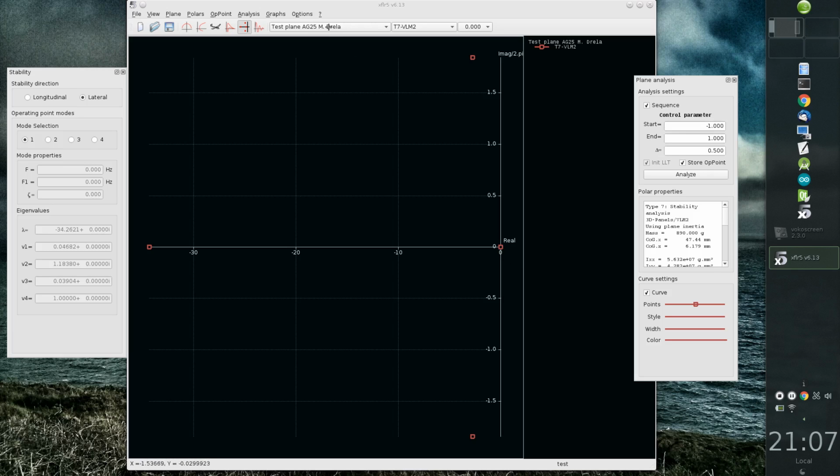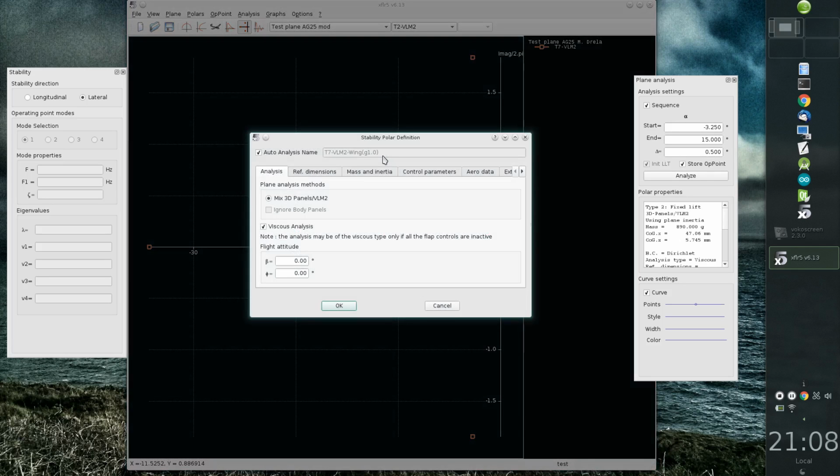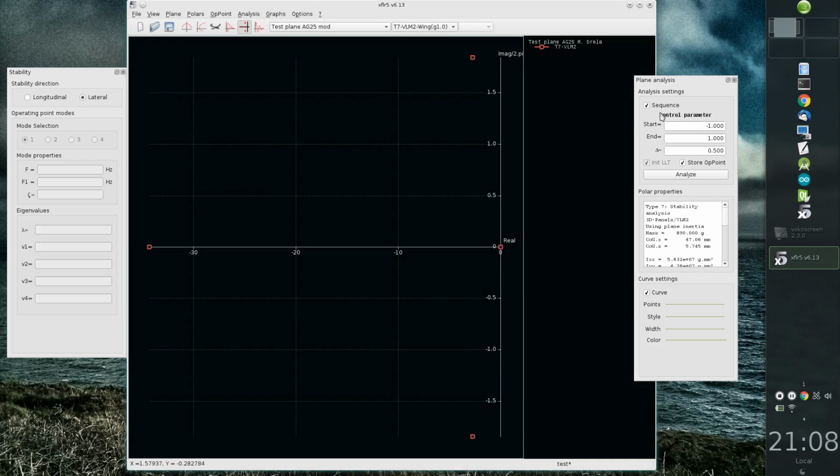Let's say we want to compare this to another foil or another plane. So we select, for instance, the asymmetric plane, the one with the modified AG25, and same as before, we define a stability analysis, leaving all the parameters unchanged, same as they were for this very first analysis. We don't need a sequence, same as before. We can put 0 here, store the operating point, and launch the analysis.